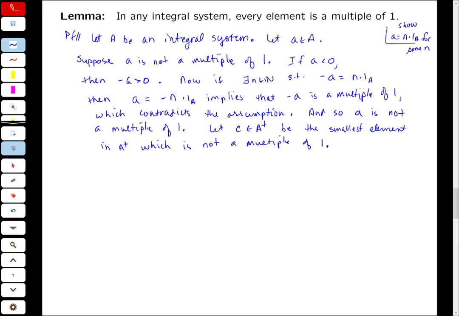Question? The first part of that, why is the concluding part that A is not a multiple of 1? Why is it important? No, why is that so? Oh, it contradicts the assumption that it's not a multiple of 1. I said A is not a multiple of 1. If A is less than 0, then minus A is greater than 0. Let's see, did I lose a minus sign?